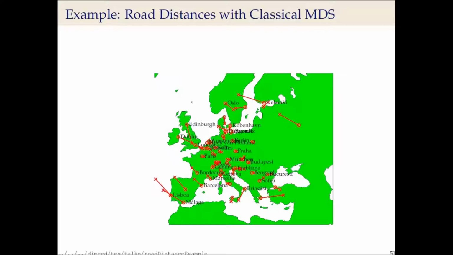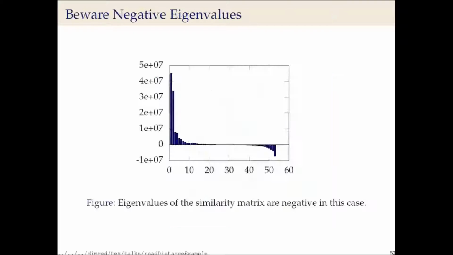I think it's cool. You're sort of extracting the structure of Europe just by road distances. Now, one thing you have to be a bit careful about when you do that is that these distances aren't Euclidean. Distances across roads aren't Euclidean.